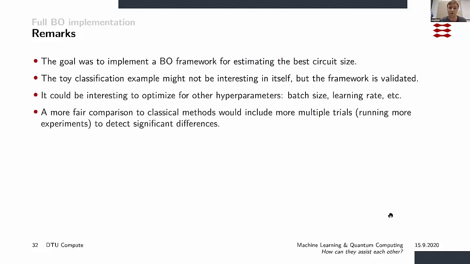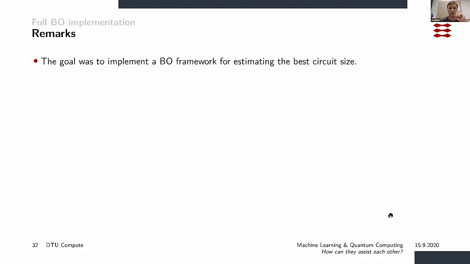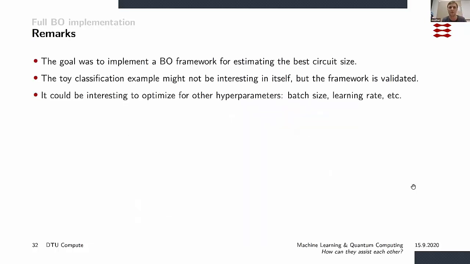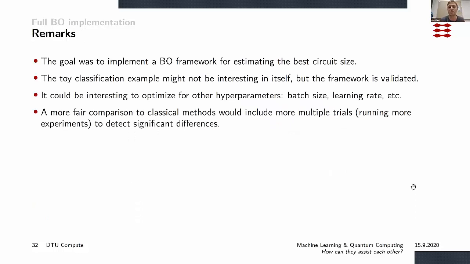A more fair comparison to these classical methods might be to do multiple trials, cross-validate even for different test sets. Instead of getting one point estimate of the test accuracy, we can perhaps get a small distribution over the test accuracy. And then we can ask, is that distribution significantly different from the other ones? I mean, we have no reason to believe that it is, but that would perhaps be more fair if we actually want to compare the two.